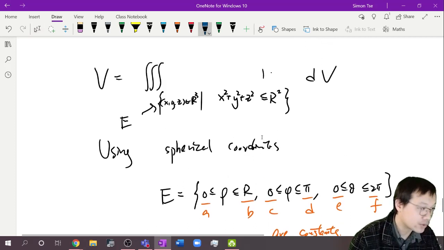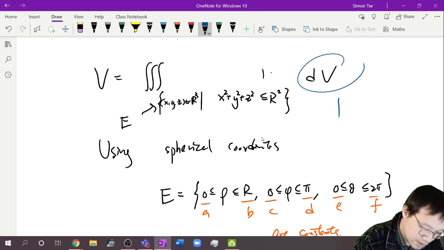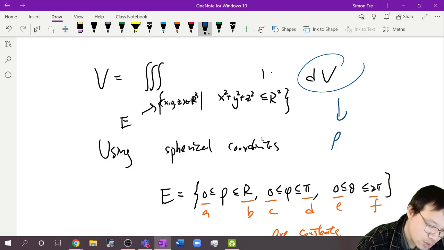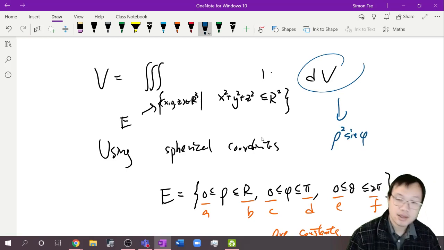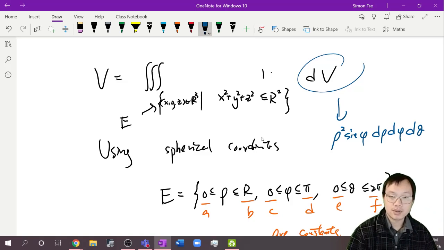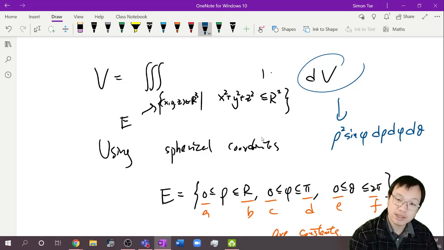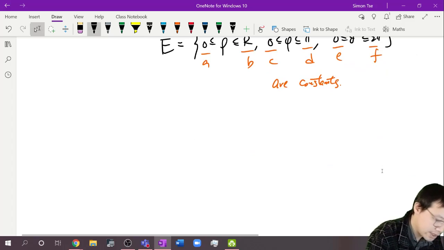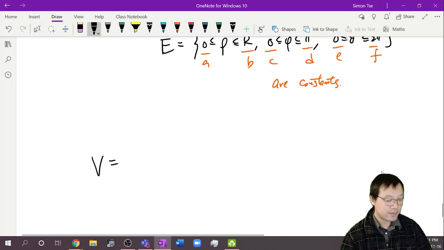The next important guy to deal with is the dV. The dV now has a formula, so you need a multiplier. That multiplier is rho squared sine phi. And with this multiplier, the rest are just the variable names. You have d rho, and then d phi, and then d theta. So the Jacobian, the knowledge of this extra multiplier, tells you this extra information when you are using non-rectangular coordinates, and that's the main work of it. Okay? And so once you have that down, your V now becomes a much easier integral.